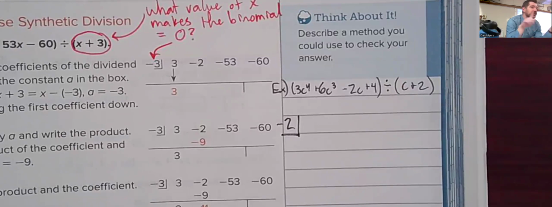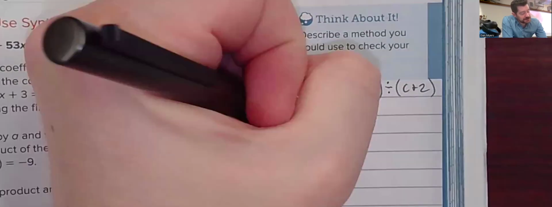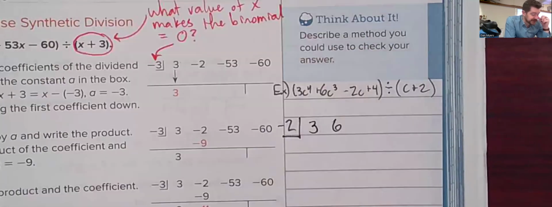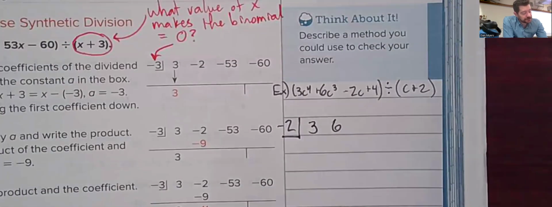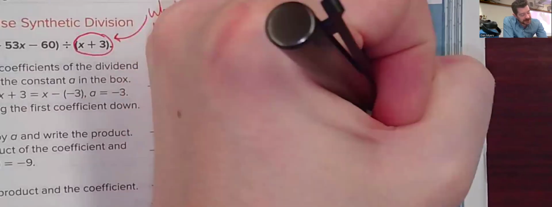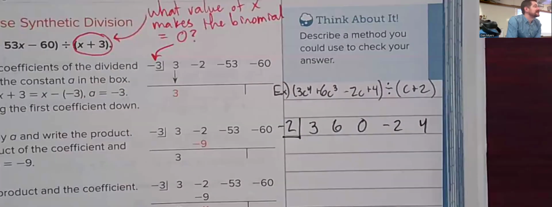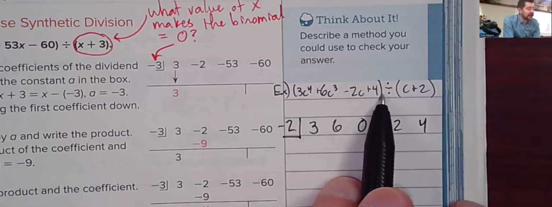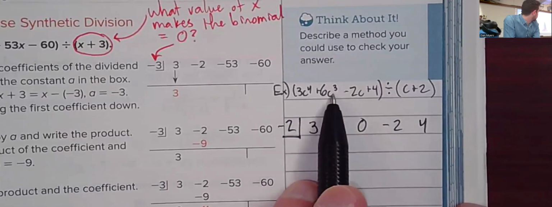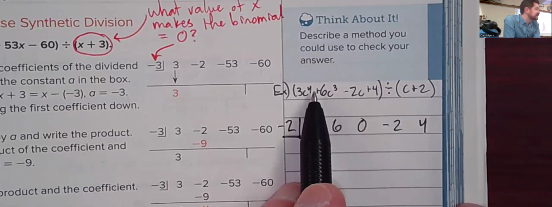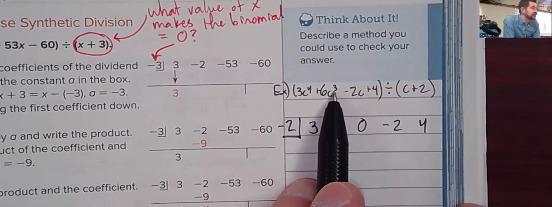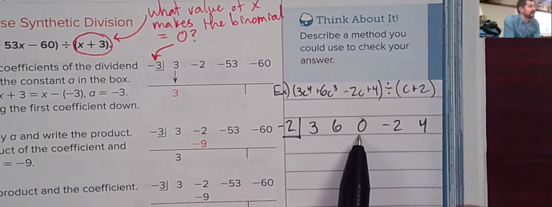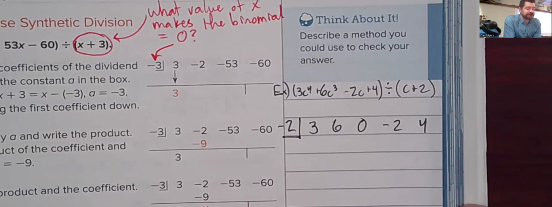And then we're going to write out all of the coefficients of our dividend. So that's going to be 3, 6. What goes after 6? 0. Then -2 and 4. Because if you think about what standard form of a polynomial looks like, it goes from the highest exponent and then takes away 1 from the exponent to get to the next one. If you take away 1 from 3, what do you get? 2, which isn't there. So we have to account for that with a placeholder of 0.